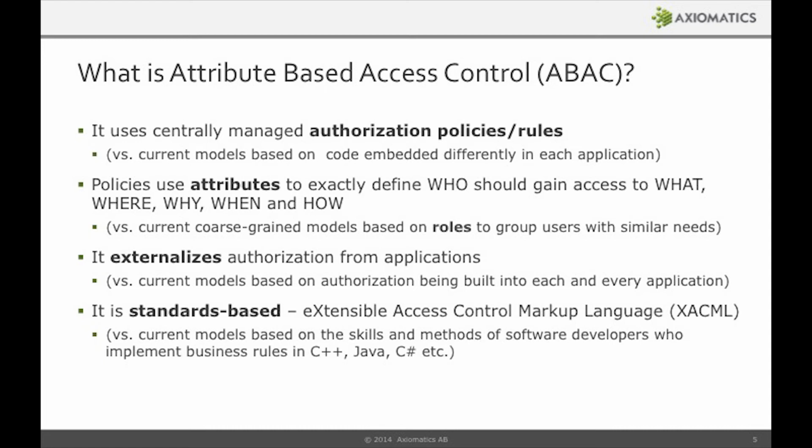Right. So we conclude we have to go towards attribute-based access control, more dynamic authorization models. And briefly then, what is attribute-based access control? Well, it is a model where we use policies and rules rather than roles as before, and we manage them at a central place rather than embedding them into each single application. These policies use attributes to describe exactly who should gain access to what, where, why, when, and how, as opposed to simply managing users in roles to group people together with similar permissions.